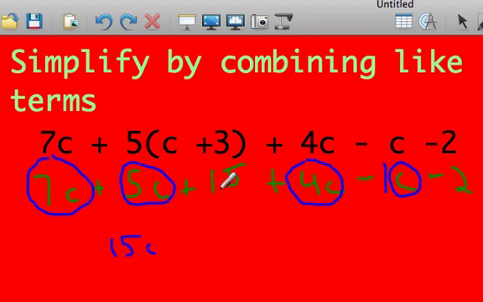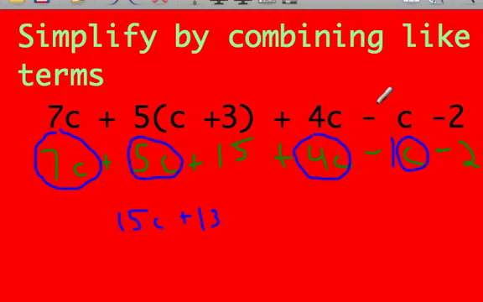And then these two, 15 and 2, are also alike. So we have 15 minus 2, that would be plus 13. So we'd be left with 15C plus 13.